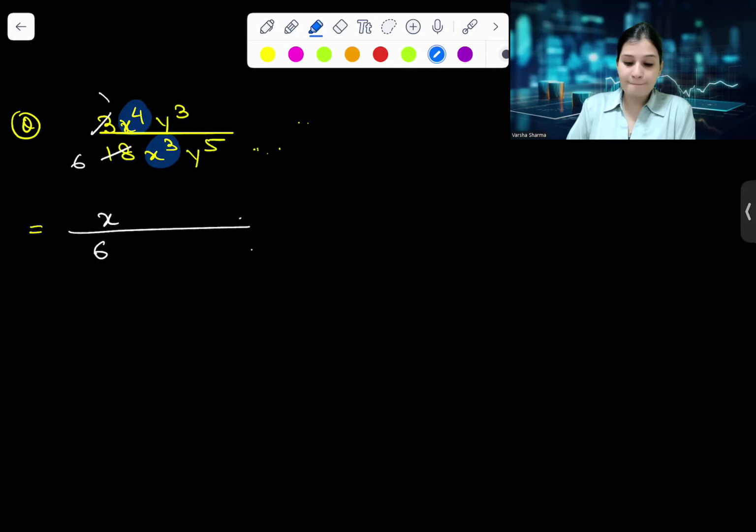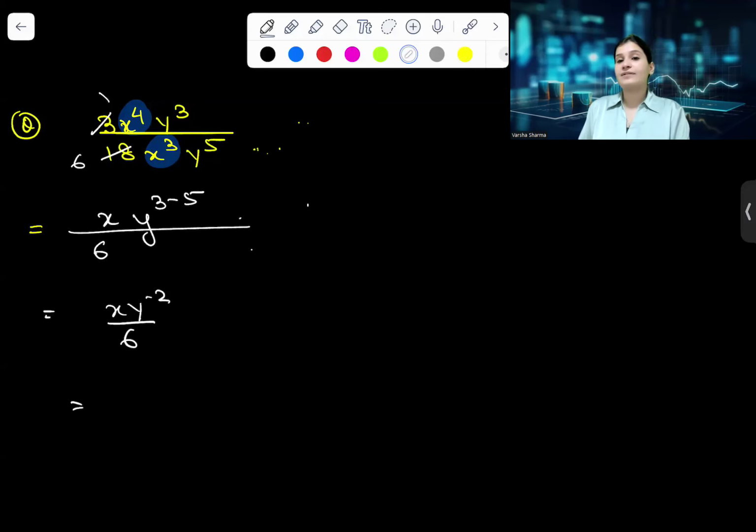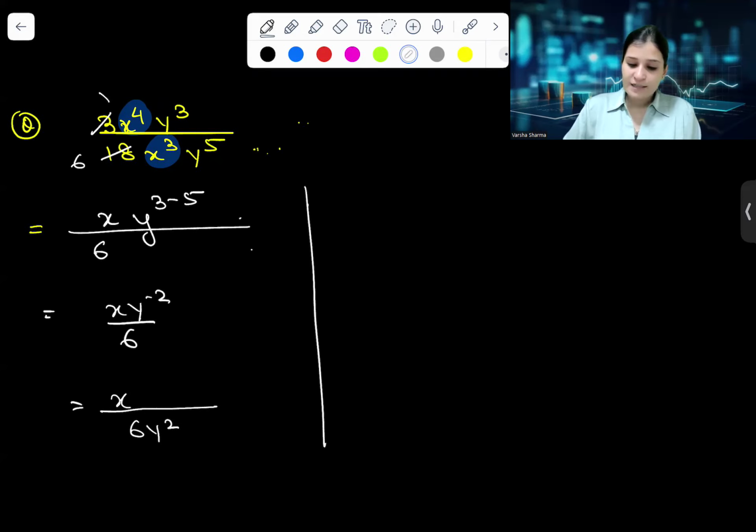Now for y, you can think in two scenarios. If you are bringing 5 above, this will be the scenario: y power minus 2. But we can't have the answer with a negative power. What will we do? Bring it to the denominator. So y power minus 2 will be brought down to the denominator to give me a final answer as x by 6y square.